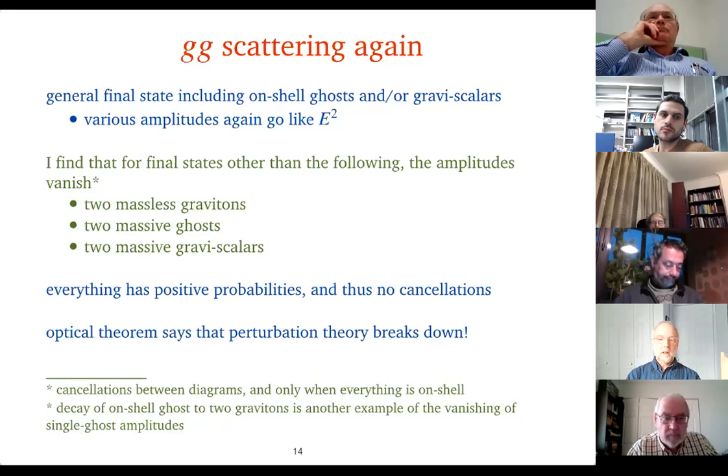In particular, amplitudes with a single ghost vanish. And there's another example of that vanishing of single ghost amplitudes. That's the decay of a single on-shell ghost to two gravitons. So anyway, in the graviton scattering, the final states that don't have vanishing amplitudes all have positive probabilities. That sounds nice initially, but as we've seen, then there are no cancellations in the optical theorem, and then it seems like perturbation theory would break down. So what's going on then?